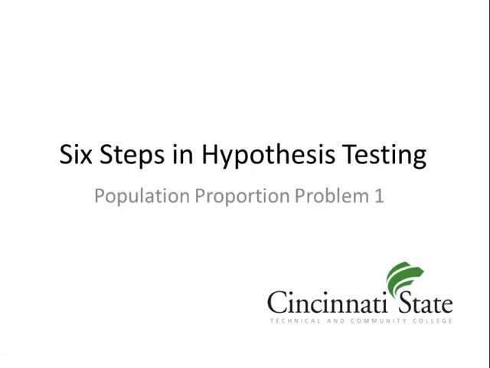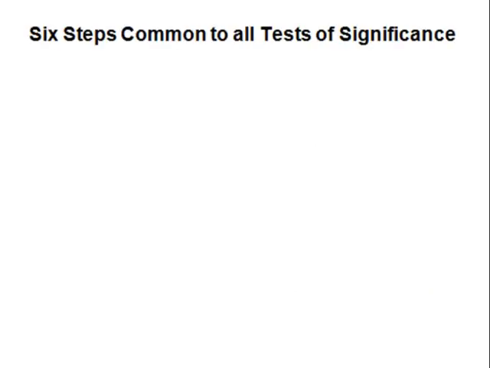6 steps in hypothesis testing. Population proportion, problem 1. 6 steps common to all tests of significance.